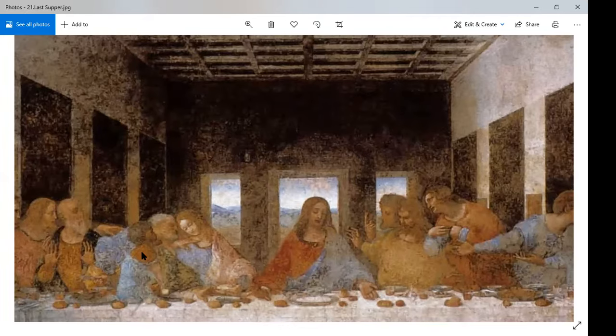So Judas is shown as the only person. Look carefully. These details are all part of the meaning. Judas is shown as the only one of the 12 disciples who's not surprised, who's not shocked, because he knows Jesus is on to him.